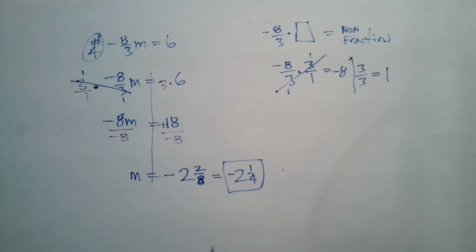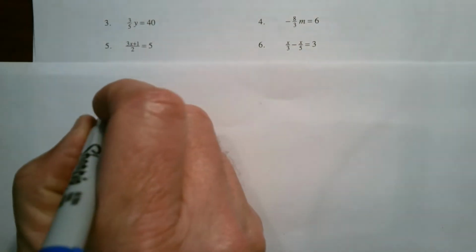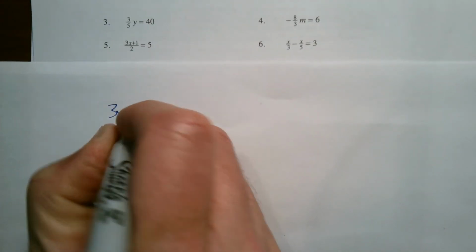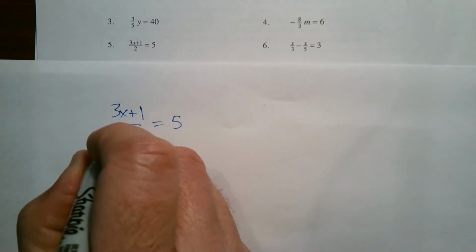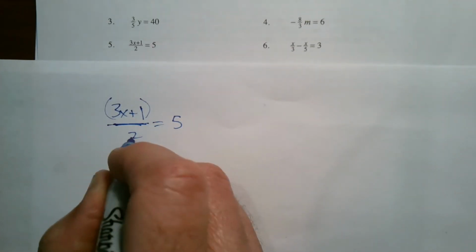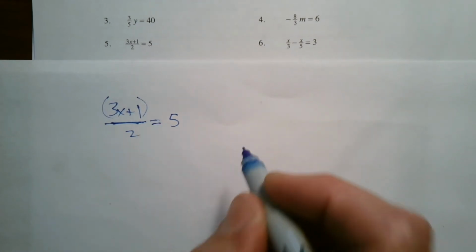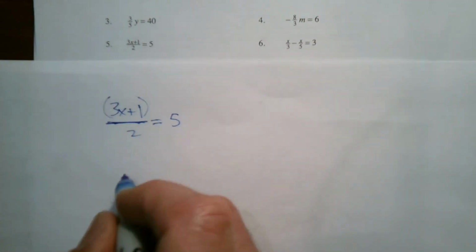Okay, all right, so let's look at another one. That was number 4. Let's look at number 5. Number 5 is a little different. I've got 3x plus 1 all over 2 equals 5. So it's all of 3x plus 1 divided by 2 equals 5. Once again, I have this over 2, and I want that denominator to go away.